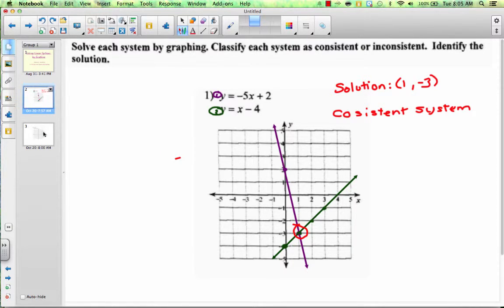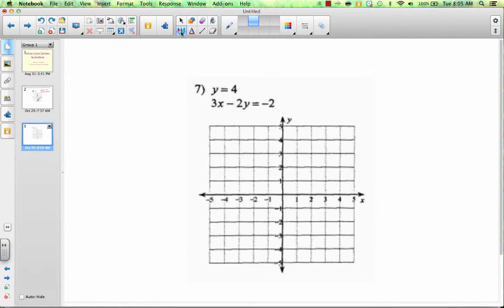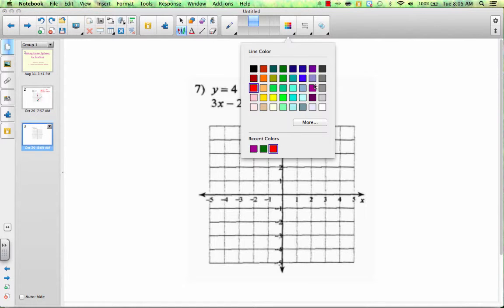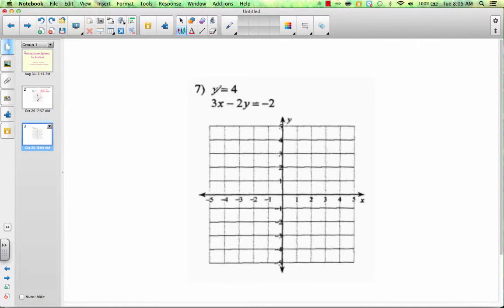Okay, let's take a look at the next problem, number 3. And we're going to do the same thing. So we have two equations. First one is y equals 4. The second one is 3x minus 2y equals negative 2. Let's go ahead and graph that first equation in purple. Y equals 4. Well, y equals are always horizontal lines. So I'm going to go up to 4 on the y, put my dot, and then I'm going to draw a horizontal line. And you know what? Let's just use our line tool, since it's so much straighter.